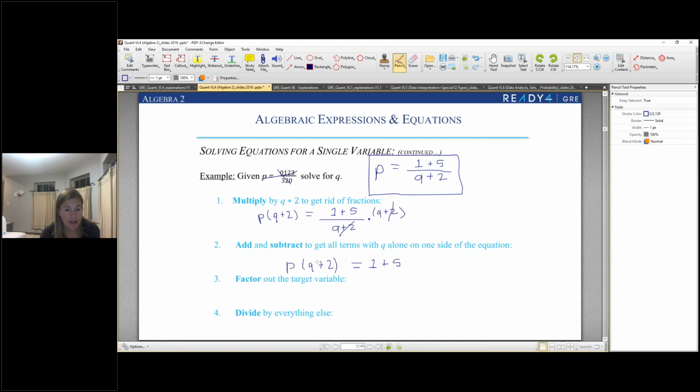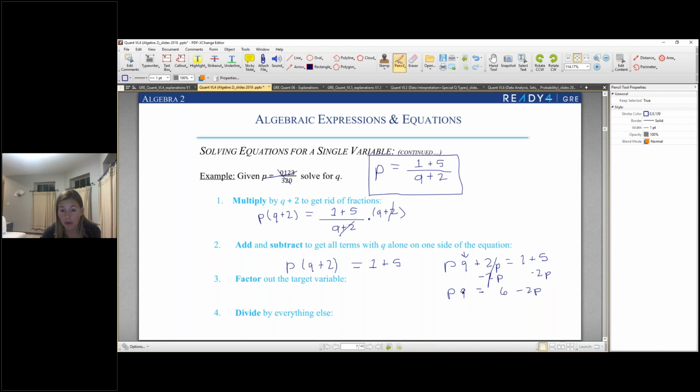Okay, so now what do we do? Well, I'll probably want to distribute out this P. So then we get PQ plus 2P is equal to 1 plus 5. And if we're solving for Q now, we want to get Q alone. So to get Q alone, we're going to work from the outside in. So we're going to first get rid of the terms that aren't connected to it. In this case, the 2P, we can subtract that from both sides. And at this point, I'm going to combine this to make 6 because I'm tired of rewriting it. So we get PQ is equal to 6 minus 2P, because these 2P's canceled.